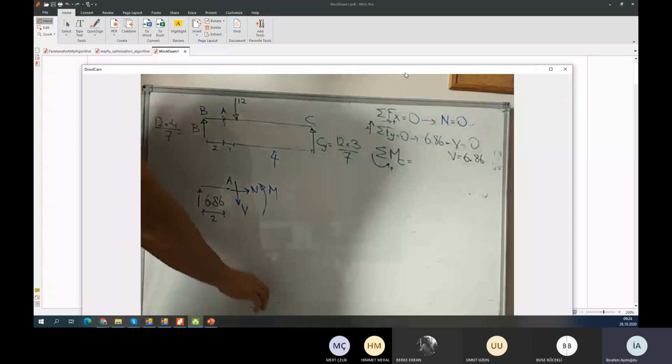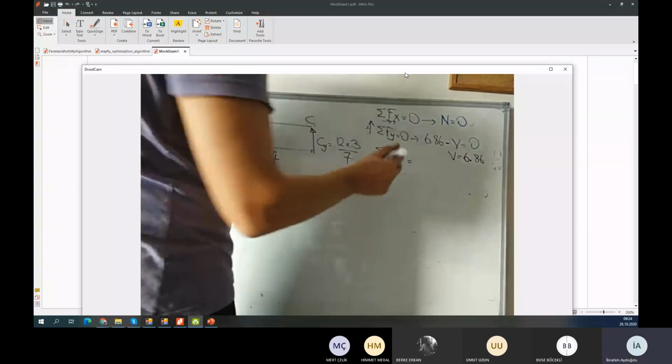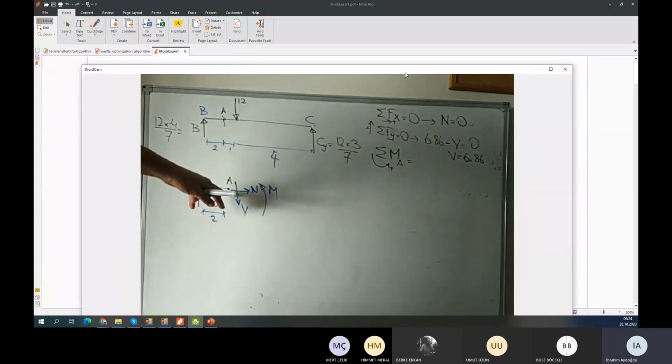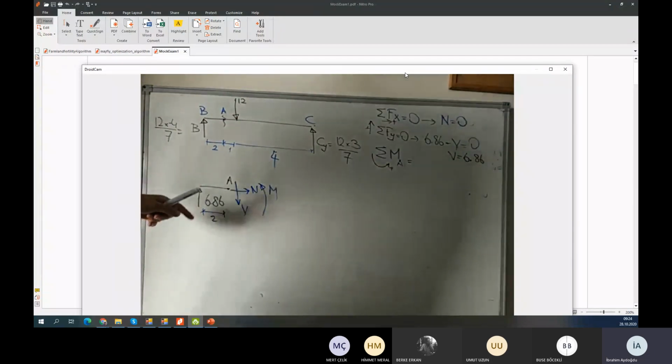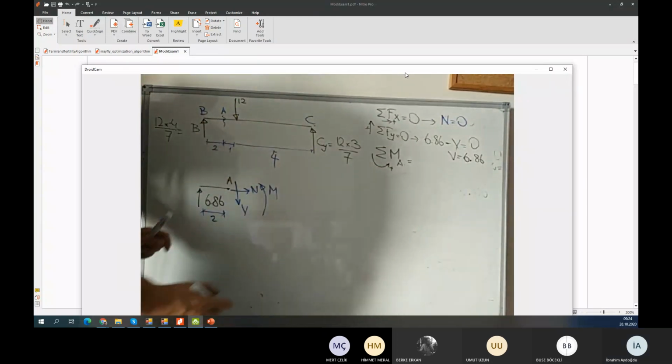I take moments at just one point. I want to use moment A at point A. So sigma MA is equal to 0. I want to write the two forces. I take counterclockwise as positive.